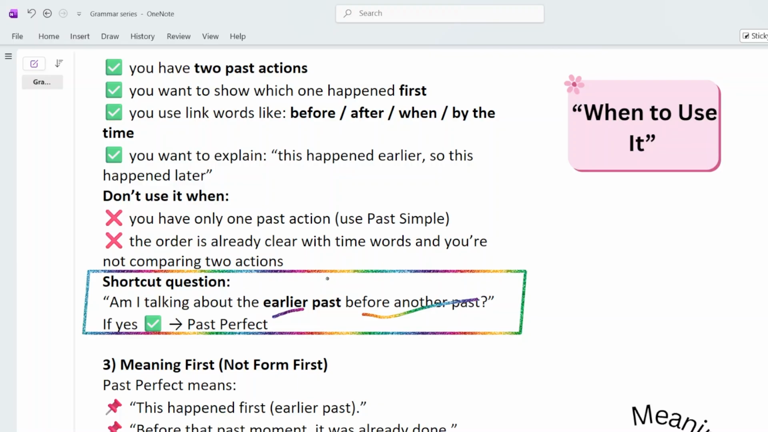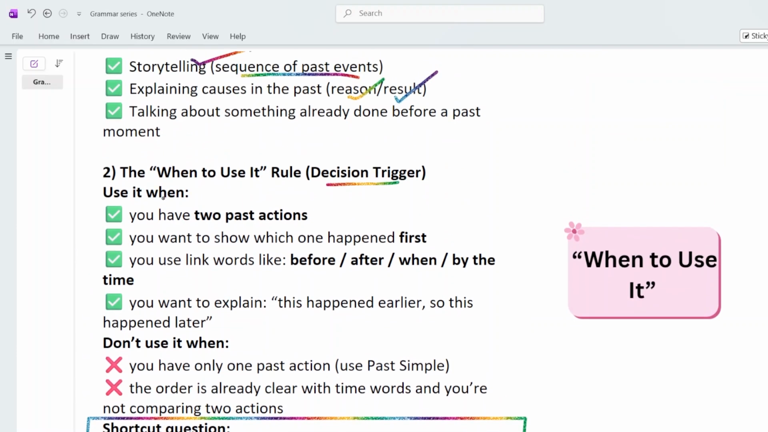So, for example, you can use it when you have two past actions, as I just told you, and you want to show which one happened first. Like the example I gave: I reached home, then I ate dinner. The person reached home first and then he had dinner, right? This is also in reference to this particular tense. You can use link words like before, after, when, by the time, etc. And if you want to explain that this happened earlier and this happened later, then we are going to use past perfect tense.